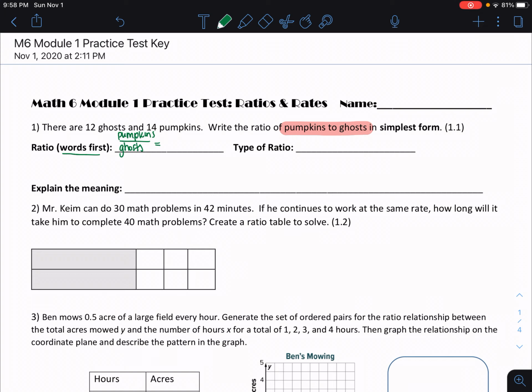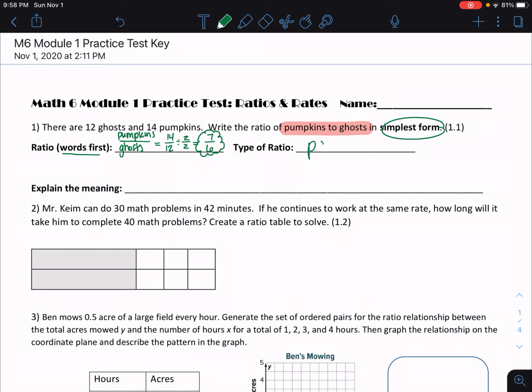Pumpkins over ghosts is going to be 14 over 12, but I want it in simplest form. The greatest common factor between 14 and 12 is 2. 14 divided by 2 is 7, and 12 divided by 2 is 6. So your answer here is actually 7 over 6.